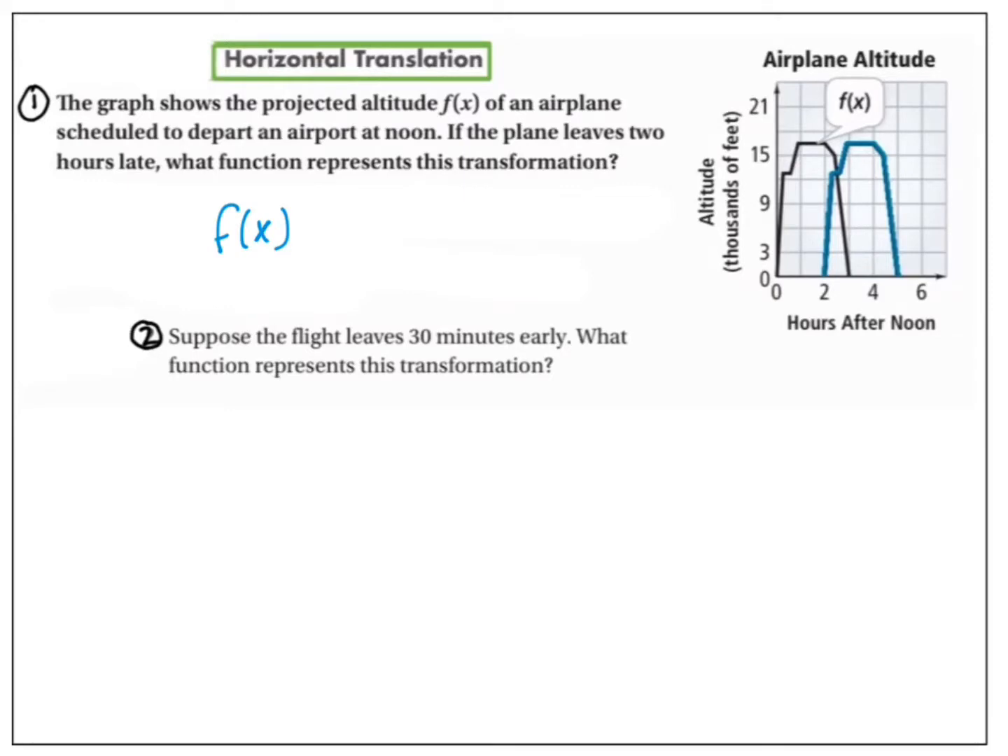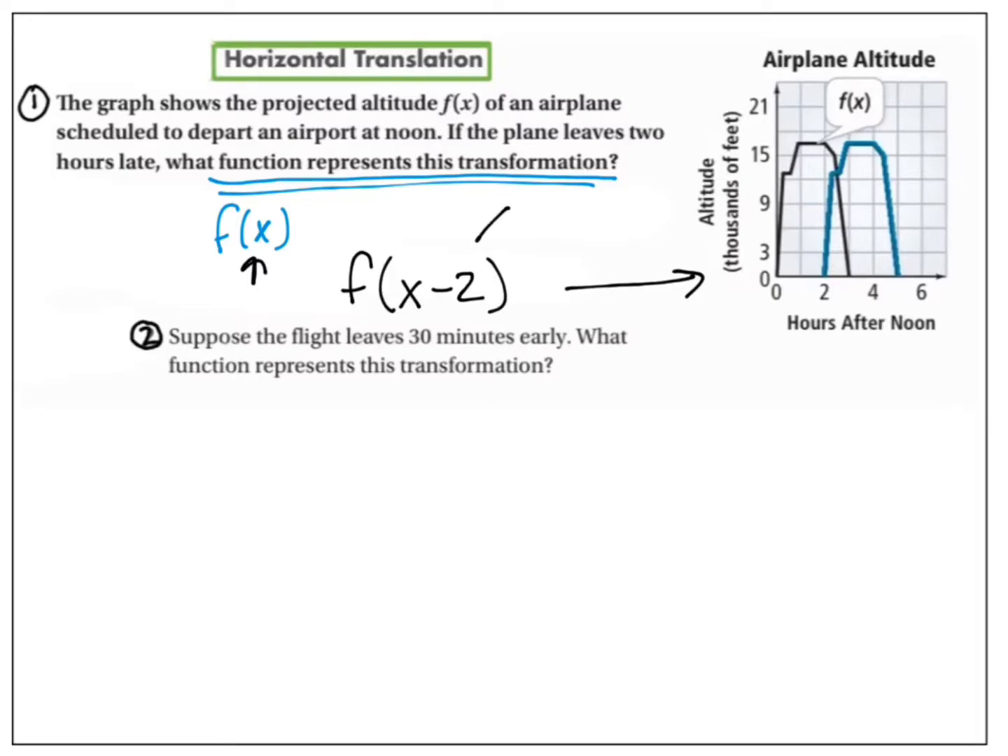Well, the function that represents this transformation means we have to delay our time, or in this case our input, 2 hours. So f of x minus 2. And if we look at this graph here, we should notice that the f of x is in black, and the new flight time would be in blue. What you have to start recognizing now is that a subtraction applying to your input, or your x in this case, is actually going to shift it to the right.